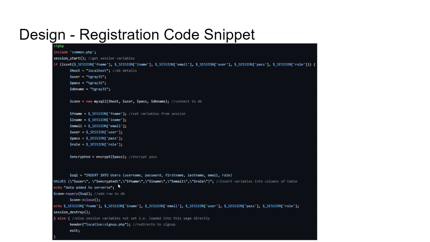Here, the SQL statement is created where it is adding these variables into the user's table under their respective column values. So user goes into username, encrypted goes into the password, first name, etc. And upon the connection query, this is finally added to the SQL table. And then these session variables are no longer needed and are destroyed in case you wanted to restart the registration process and you can't refresh this page and continuously add the same details.